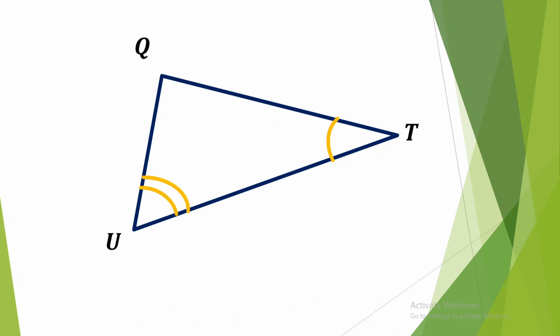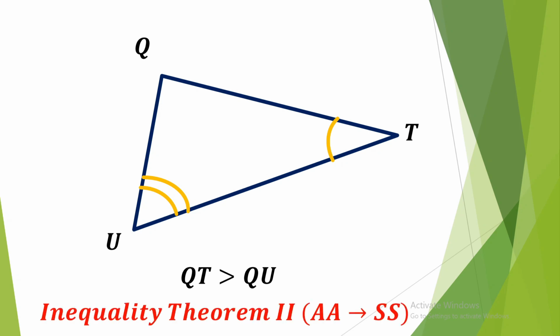Next, we have this one. So in here, angle U is larger than angle T. So it follows that the opposite side of angle U, which is segment QT, is greater than the opposite side of angle T, which is segment QU, or the measure of segment QT is greater than the measure of segment QU. And that is based on inequality theorem 2 or the angle side inequality theorem.